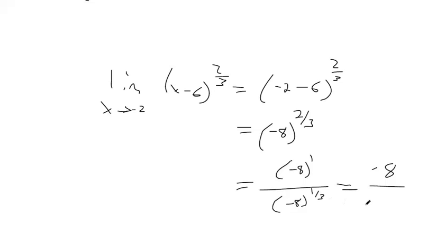But the reason why I did it like this, no problem at the top, that's just -8. The bottom is a cubed root. A 1/3 power is a cubed root. So we're looking for the number that would multiply by itself 3 times in order to make -8. That's -2. So the cubed root of -8 is -2.